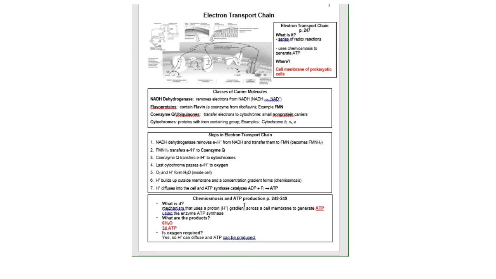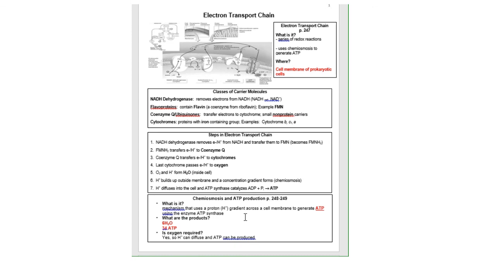So how does all this work? Chemiosmosis and ATP production. In this process, chemiosmosis occurs. So you have a general understanding of osmosis. Osmosis was the diffusion of water across a cell membrane. Diffusion means the movement from high to low, obviously water, and it was a cell membrane. So in chemiosmosis, it is the diffusion of protons across the cell membrane.